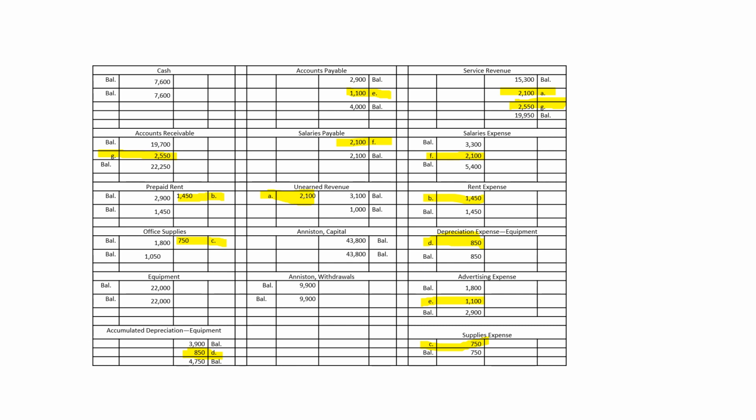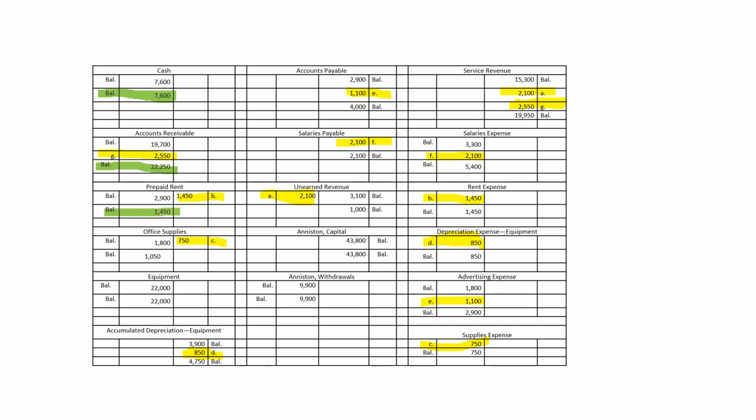Now I'm going to go to a different color here. Let's try green. So after you post each one of those, find a new balance in each account, including ones that were not affected. These balances are now called the adjusted balances because they're the balance in the T account after updating them for these adjusting journal entries. Take a look. Before these adjusting journal entries, accounts receivable was 19,700, when in fact it should be 22,250.